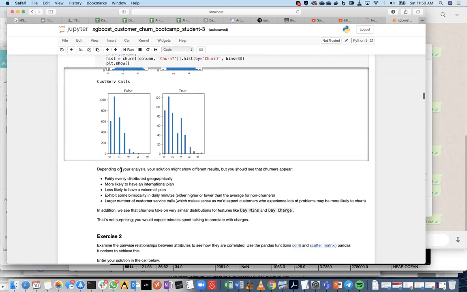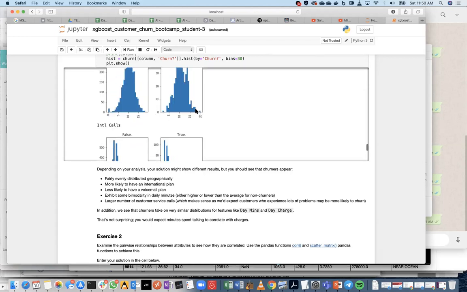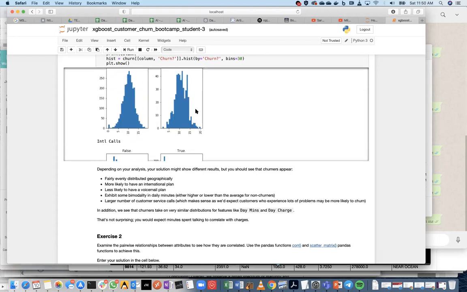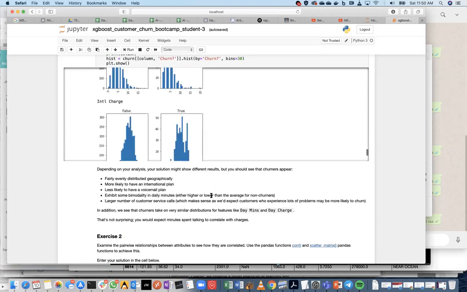And so now from that, when I come here and read, the channels are fairly evenly distributed geographically, more likely to have an international plan, and less likely to have a voicemail plan, and exhibit some bimodality in daily minutes, and have a large number of customer service calls. I want to check that my eye is focusing and able to analyze data this way, because we understand that feature engineering is what determines our machine learning success.